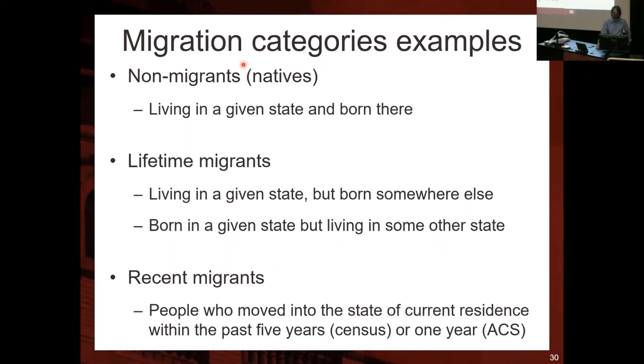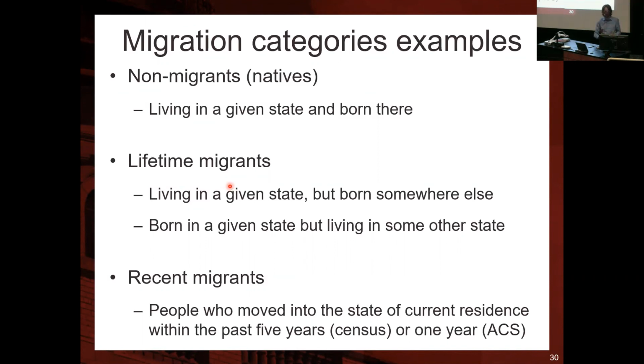One way to do it, a migration category example. I can say that someone is a non-migrant, someone is a native, if that person is living in a specific state and the person was born in that same state. A lifetime migrant is someone who is living in a given state but was born somewhere else. So the lifetime migrant is more this long-term migration. I was born somewhere else some years ago, decades ago, and now I'm living in the current residence.